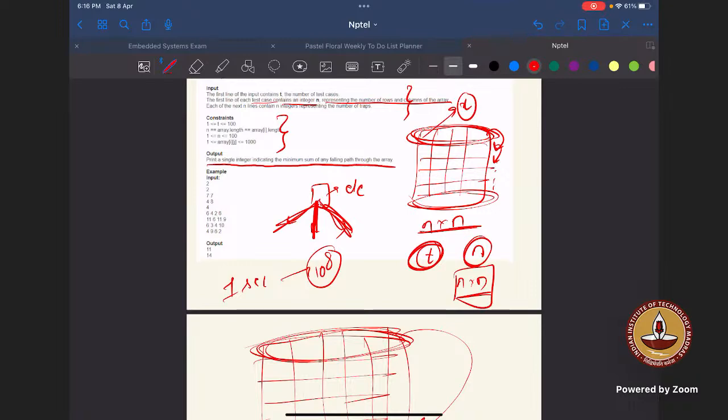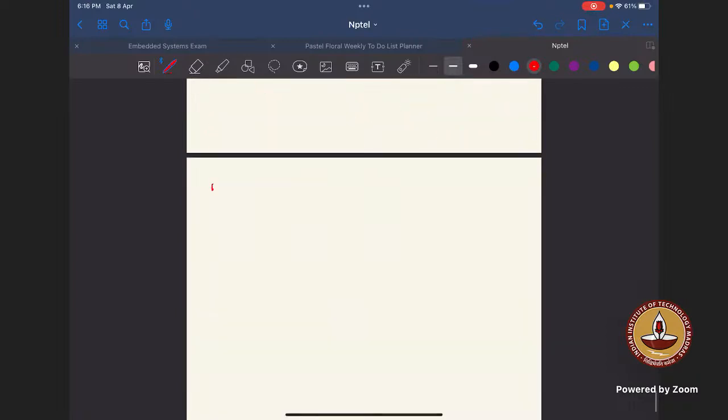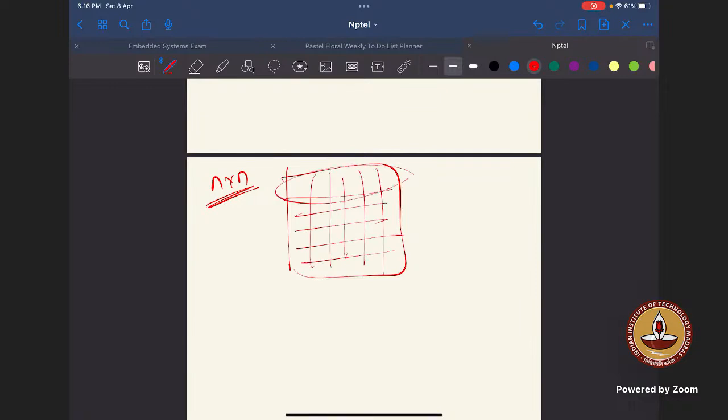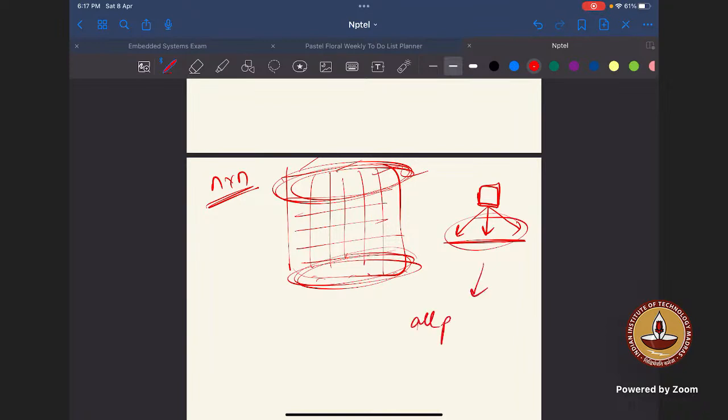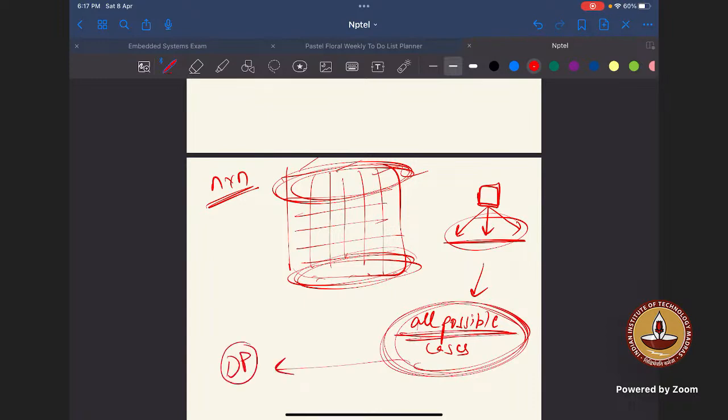Okay, so the question is quite simple. You are given an n cross n array. You start from the first row from any element and you reach the last row to any element, and the condition is that if you're standing at a particular element, you can go directly below, or you can travel diagonally left, or you can travel diagonally right. Only these three cases are possible. So again, all possible cases, you need to explore all possible cases. And as I had said before, whenever you encounter these three words, all possible cases, you directly think of a DP solution. Okay, so this is a hint.